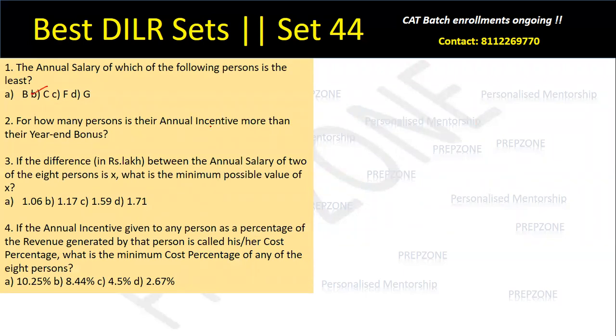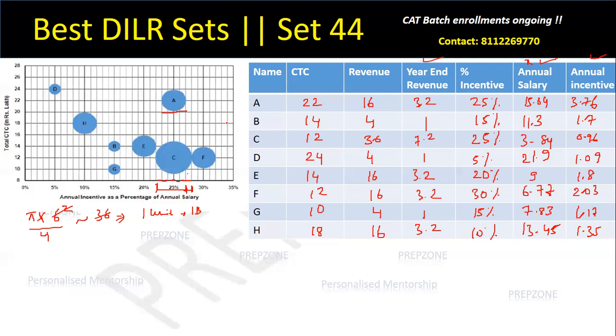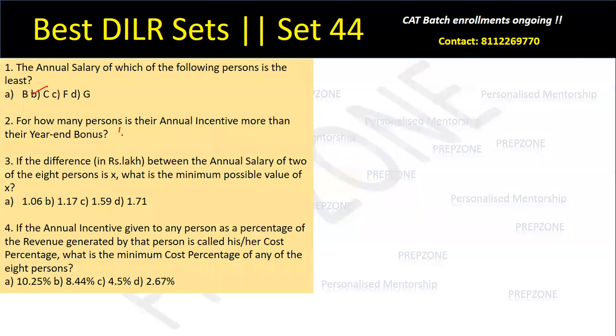For how many persons is the annual incentive more than their year-end bonus? Annual incentive more than this. It is so for A, for B, for D, then that's it. A, B and D, which means it is A, B, D and G. For G also, this is 1, this is 1.1. So in total, it is for 4 people. The answer of this has to be 4.